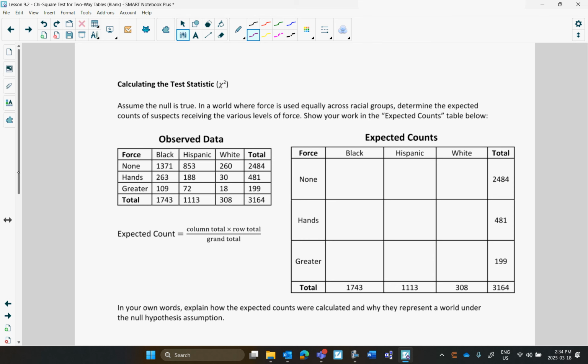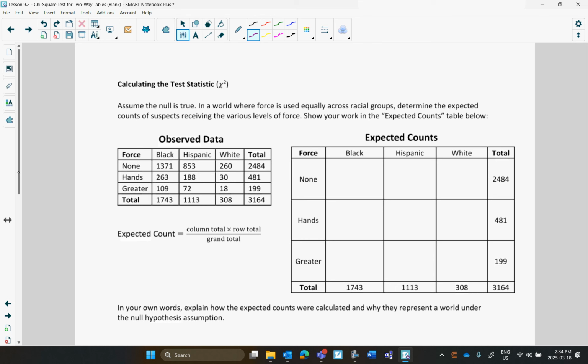So here's our observed data. This was from the sample we did, a sample of 3,164 stops. We have to figure out what we would expect to happen. Let me just take one of these as an example. In our observed data, we saw that 1,371 Black people were stopped but encountered no force. We want to see how many we would expect.